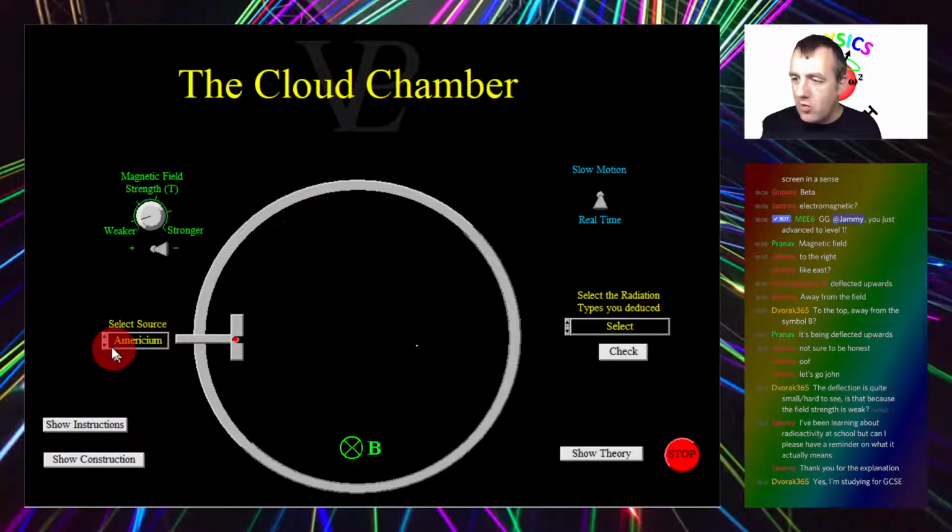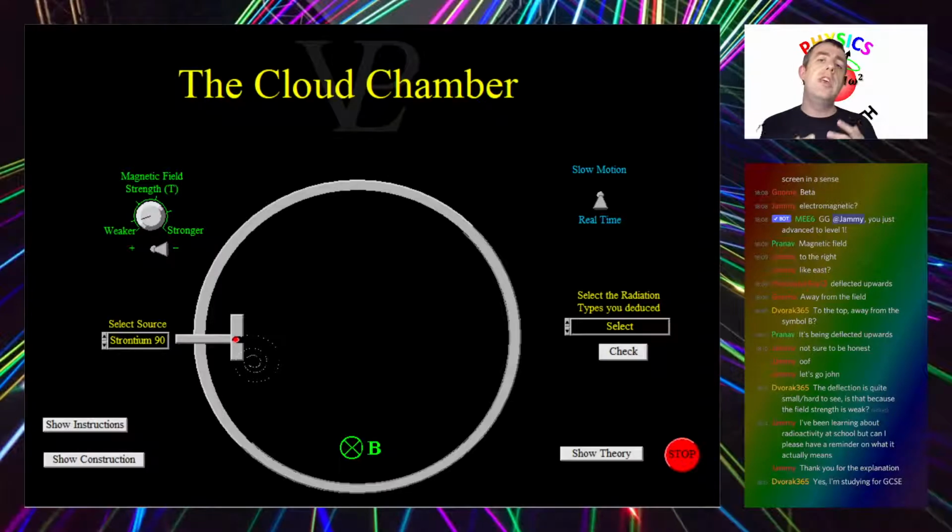But I can load this up with a different source. Let's load it up with strontium. So strontium is not an alpha emitter. Strontium is a beta emitter. The penetrating power of beta radiation is far greater. They've got less mass. They don't interact as strongly with matter, so they can penetrate through matter far more.